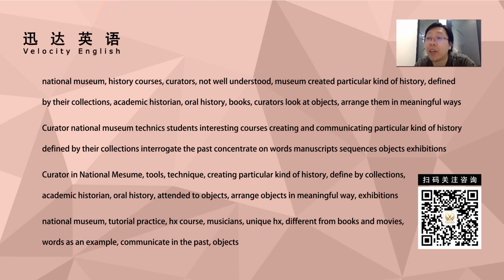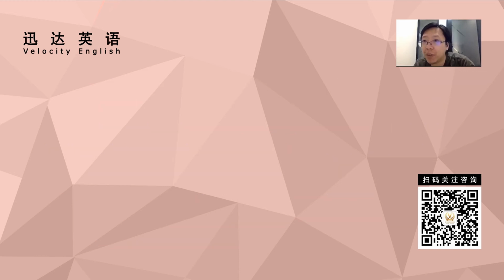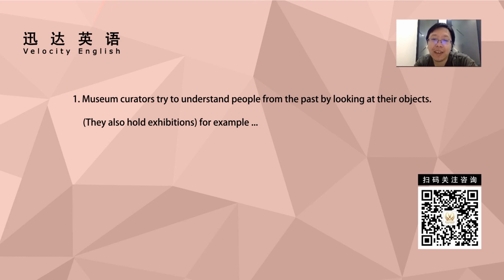So the first point is, what is curating, or what is a museum curator's job? They say museum curators try to understand people from the past by looking at their objects, their belongings. And she gave a big list of examples of different things that they look at. So that's kind of the job of a curator. You might also say they hold exhibitions. Since she's working at a museum, that's also definitely part of her job.